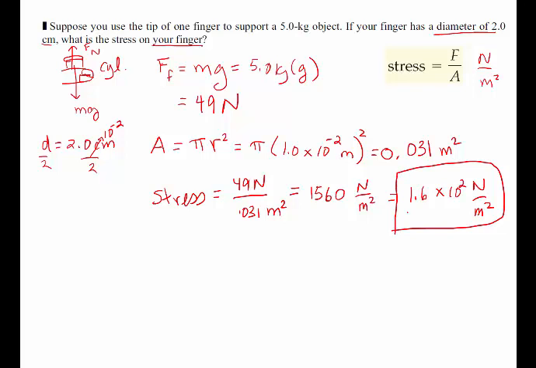And so that is the stress that is acting on our finger. And we could probably see it actually depress our finger a little bit, with that force that's acting from our 5 kilogram mass.